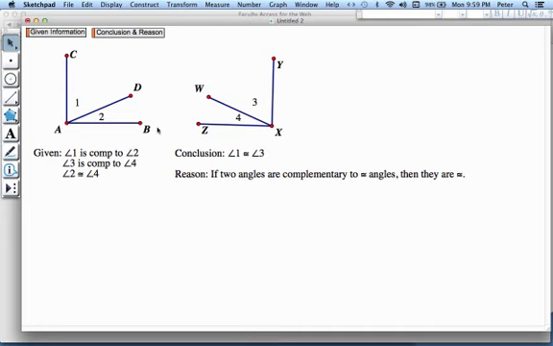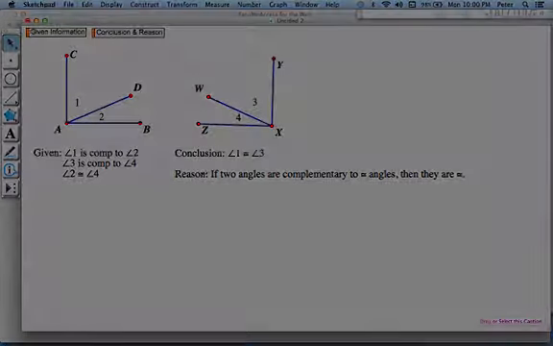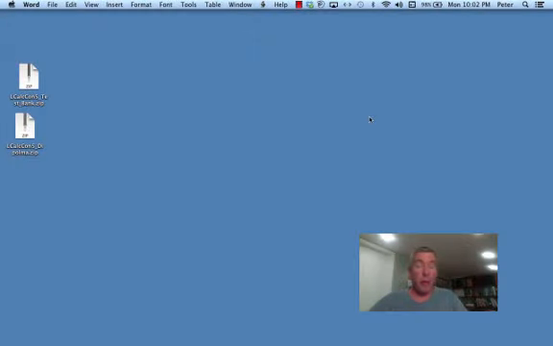Okay, there's a lot of theorems tonight. I hope you take the time to make some index cards or put together some flashcards in an app. Draw out the pictures and the given information on one side and the conclusion and the reason on the other. That was a lot of theorems.